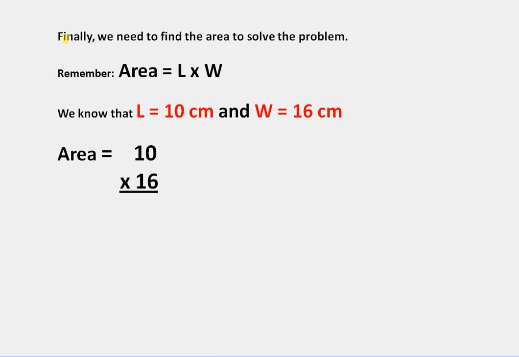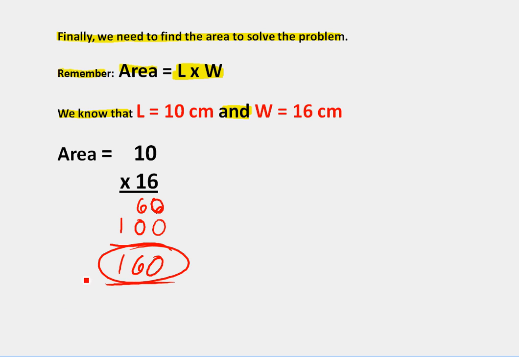So finally, we need to find the area to solve the problem. Remember, area is length times width. So we know that length is 10 centimeters and width is 16. So we have 10 times 16. 6 times 1 is 6, 1 times 1 is 0, 0, and 1. So the answer is 160.